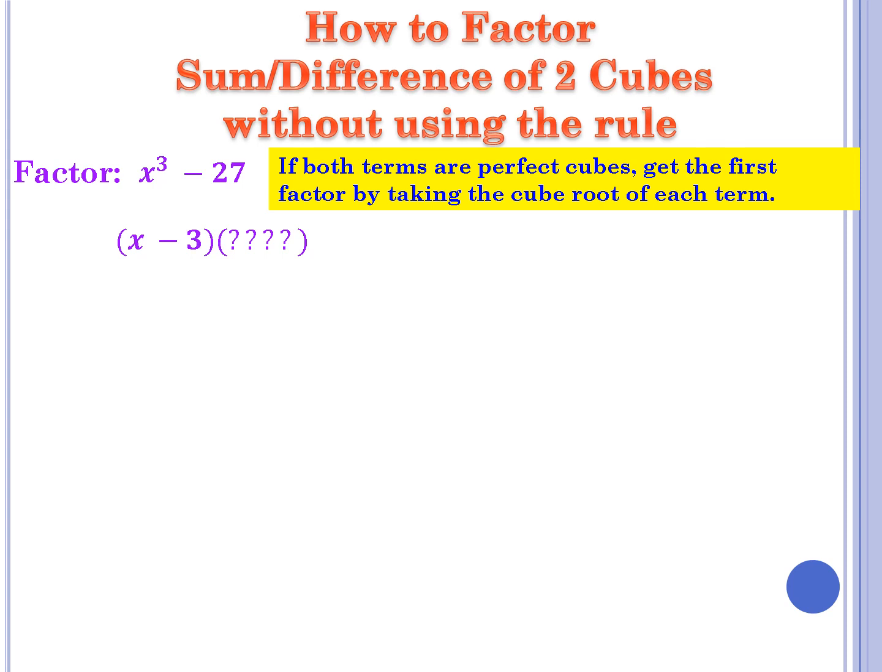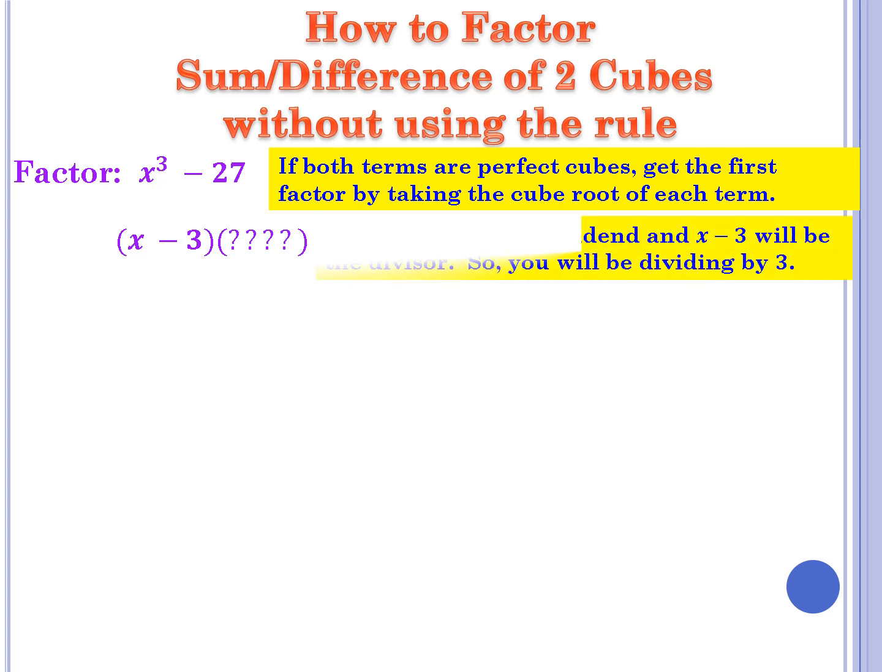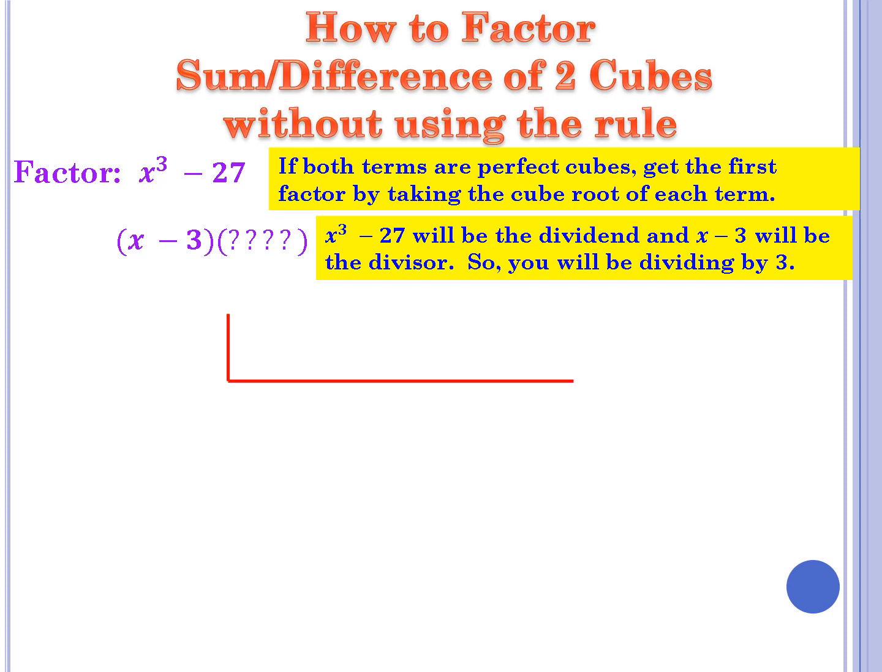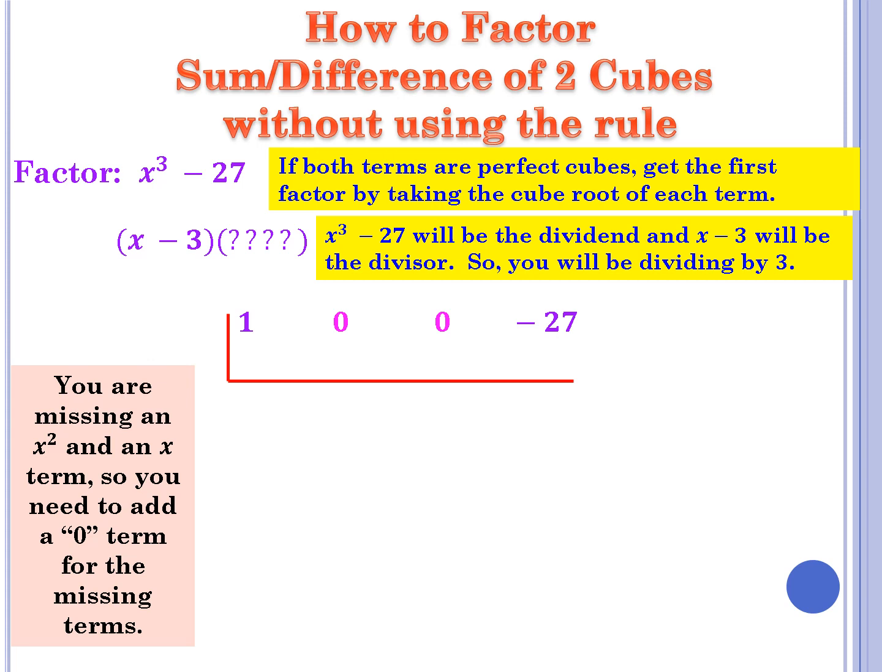Now, I don't know what goes in the trinomial because I'm not using the rule. So what you're going to do is take x cubed minus 27, that's going to be your dividend, and x minus 3 will be your divisor. So obviously I'm missing an x squared and an x to the first, so I have to put 0 terms in. So it'd be 1, 0, 0, negative 27. And then you take x minus 3, set it equal to 0, so you're going to be dividing by 3.